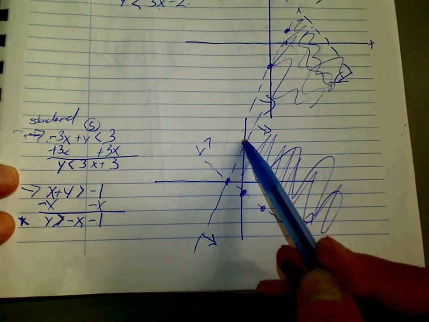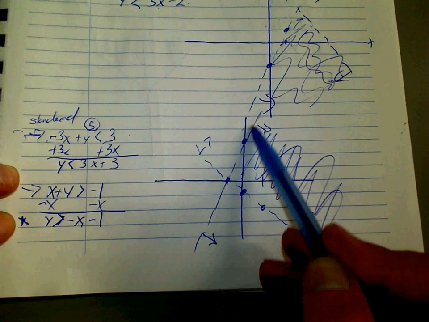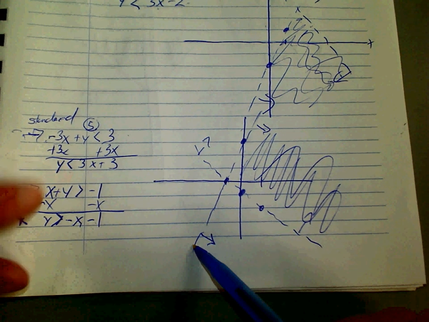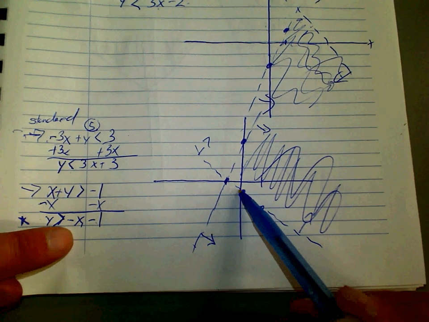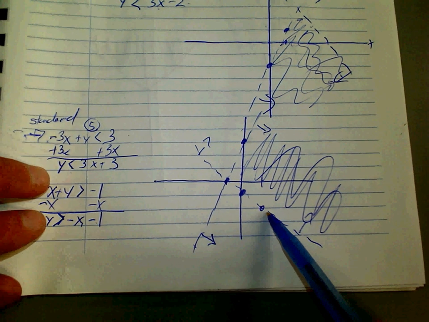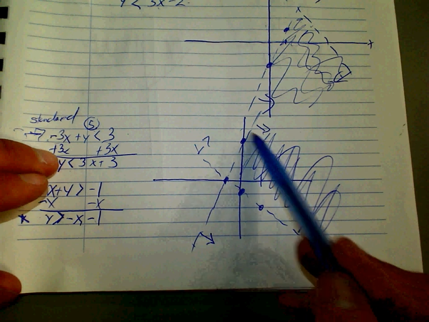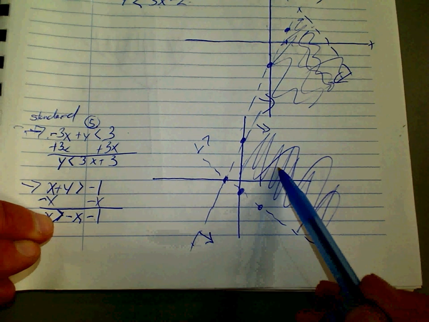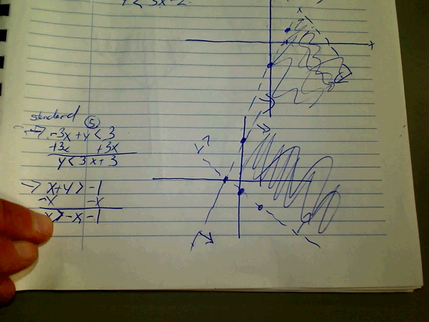There is the positive 3 y-intercept with the 3 as a slope. Here's the negative 1 as a y-intercept with the negative 1 as a slope. They're both dashed. Below this line, above this line, puts this as your solutions. Got it? Got it. Let's keep going. We're going fast. Number 7.